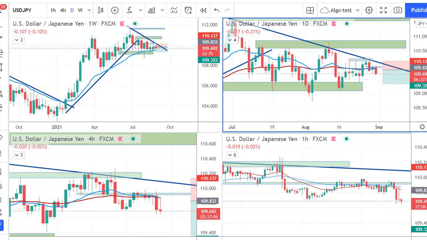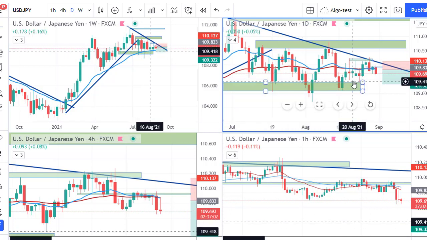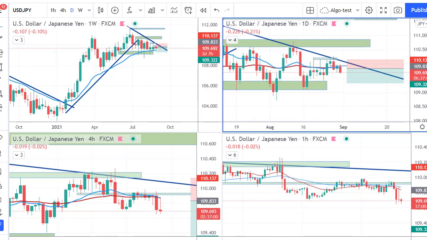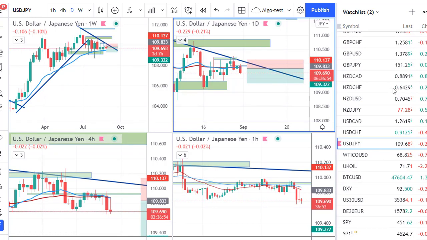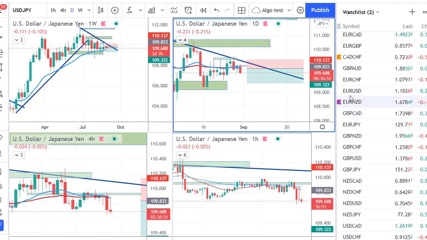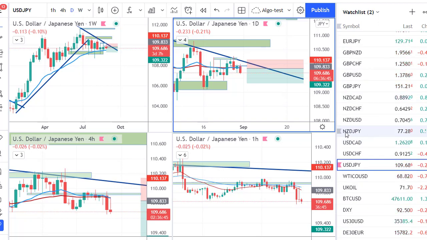I've been closing some of my trades the last couple of days. Some of them went against me, a couple of them hit their target. So right now I have three trades left. I have a short in US oil, I have a short in dollar yen, and I have a short in Euro New Zealand dollar.